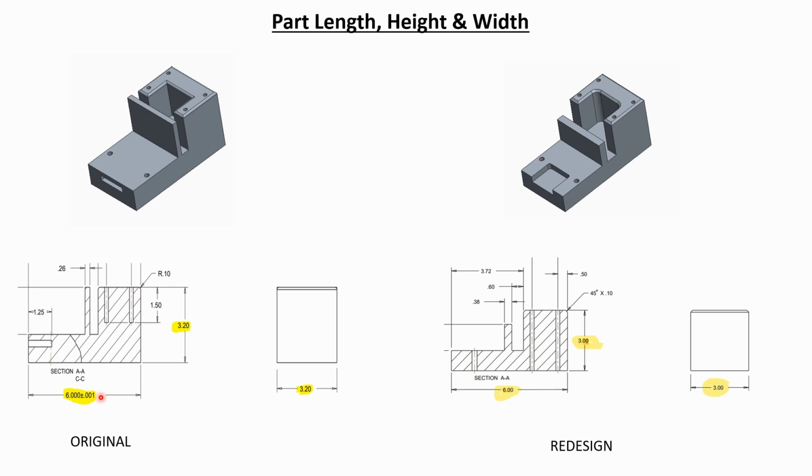It takes work to achieve this tight tolerance. So the part length, height, and width are normally left open. For example, here we have left the 6 point to 2 decimal places, and the height and width are also left at 2 decimal places. So only tighten the tolerance if it's necessary, if there's a necessary function for that tolerance to be tight.